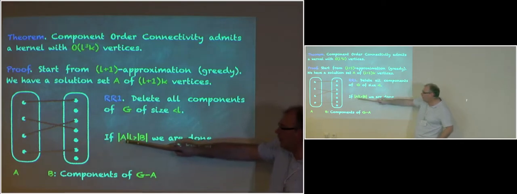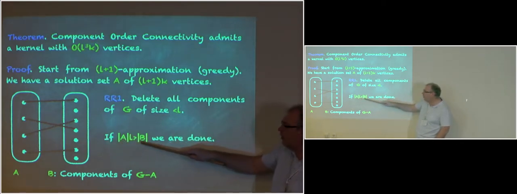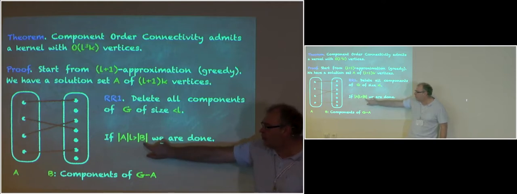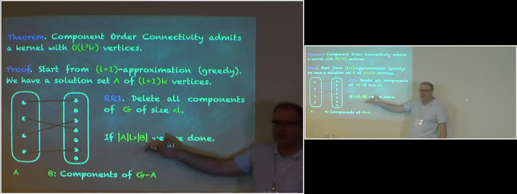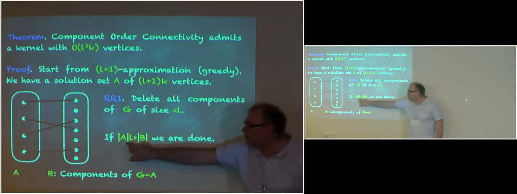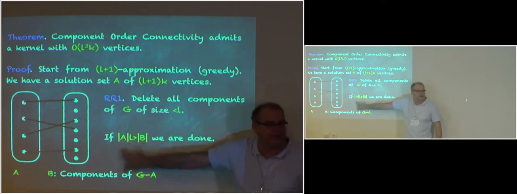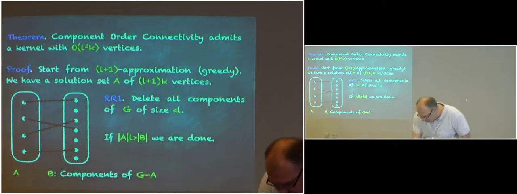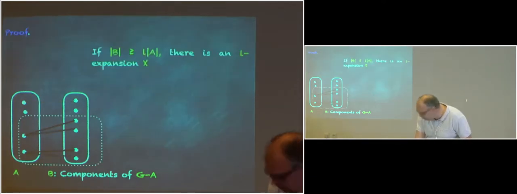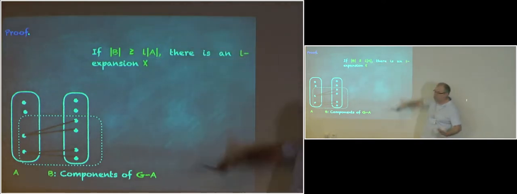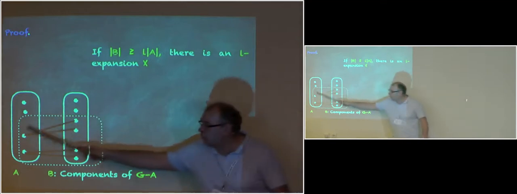So if the size of A times L is larger than B, we are done, right? Because look, every vertex in B corresponds to a connected component, or corresponds to a graph, with at most L vertices. So already here I have at most L times k, L, and here I have L, so I have at most L cubed k vertices living here, so I'm happy, right? Otherwise, if the size of B is larger than L times A, I am using the expansion lemma. I know that there should be some expansion living here.